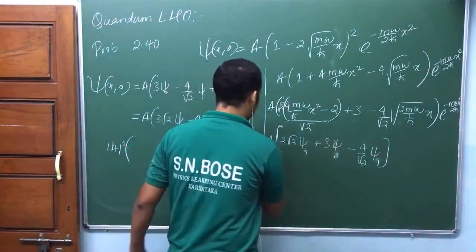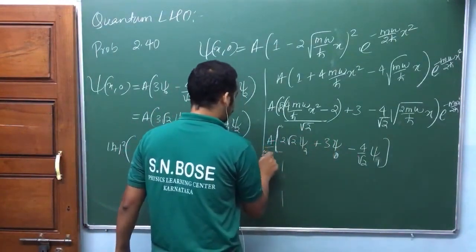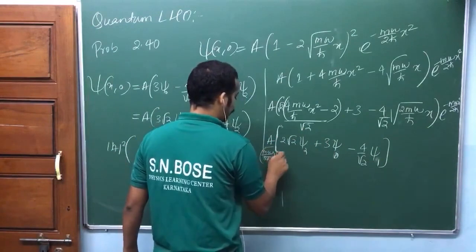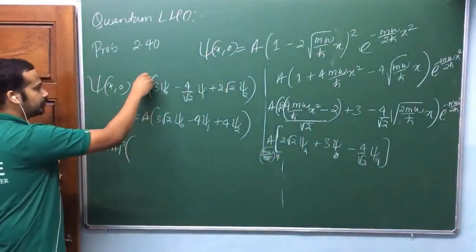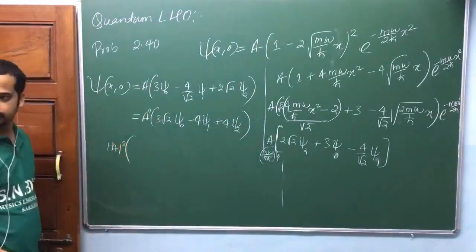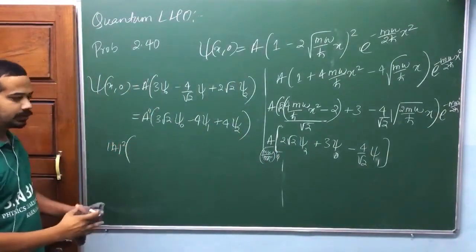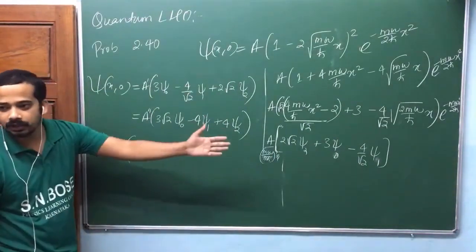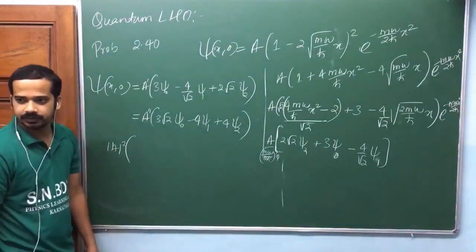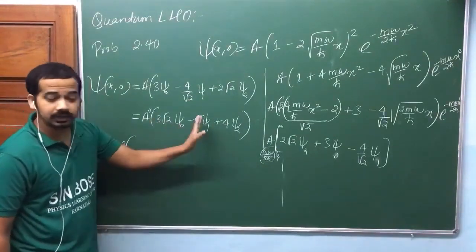I have thrown in that term. It should be divided by m omega by pi h bar raised to 1 by 4. Am I right? Then I have multiplied by one more thing. This should be A prime, this should be A double prime, whatever, the same symbol. You can multiply the whole term with some constant. That's what I'm saying: the whole term, not individual weightage.